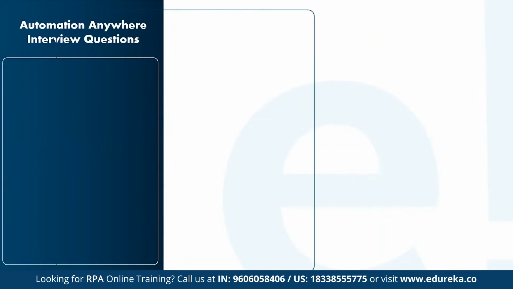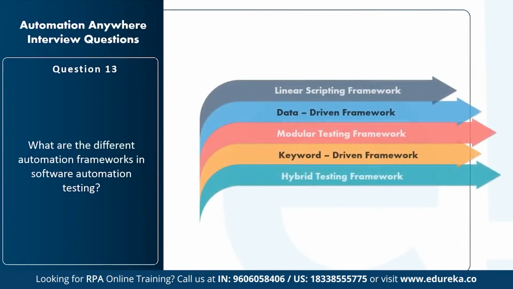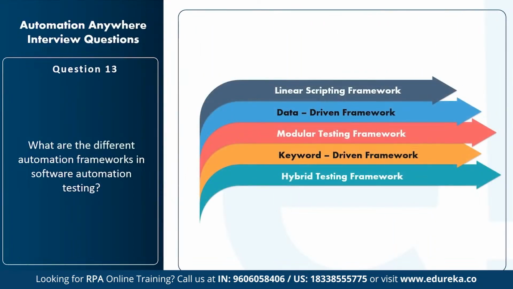Now moving on to the next question, that is, what are the different automation frameworks in the field of software automation testing? So there are mainly 5 frameworks that you need to understand about. That is the linear scripting framework, the data-driven framework, the modular testing framework, the keyword-driven framework, and the hybrid testing framework. Coming to the linear scripting framework, it is a basic level test automation framework which is in the form of record and playback but in a linear fashion.